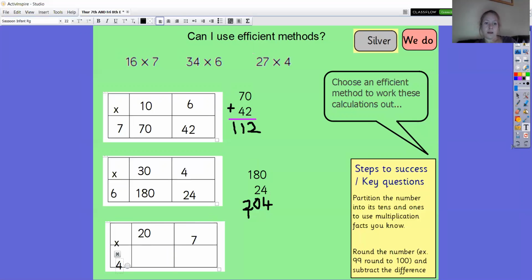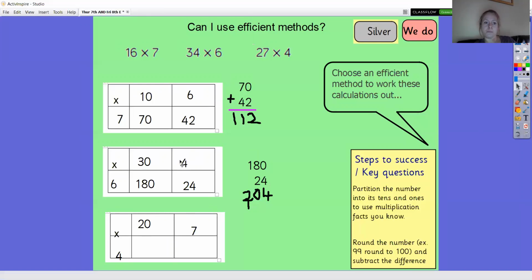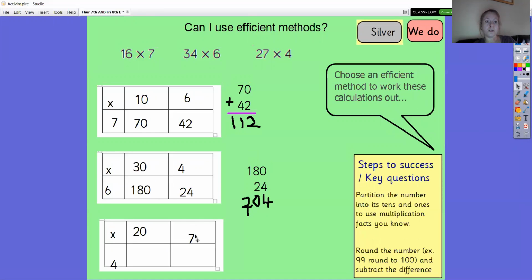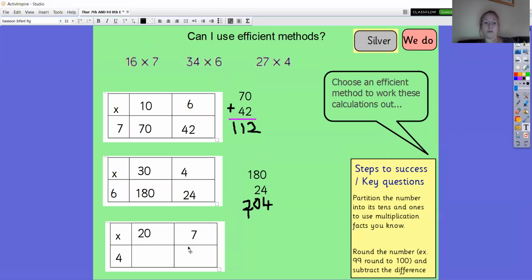And then for my last one, I've got 27 times 4. So once again, I'm going to divide that up, and I'm going to do 20 and 7, because that's my 10s and my 1s this time. So you should have it like that. And then again here, you might know what 4 times 20 is. And you might just know that it's 80, or you might do 4 times 2 and then multiply the answer by 10 to include that 0. And then 4 times 7 is 28.